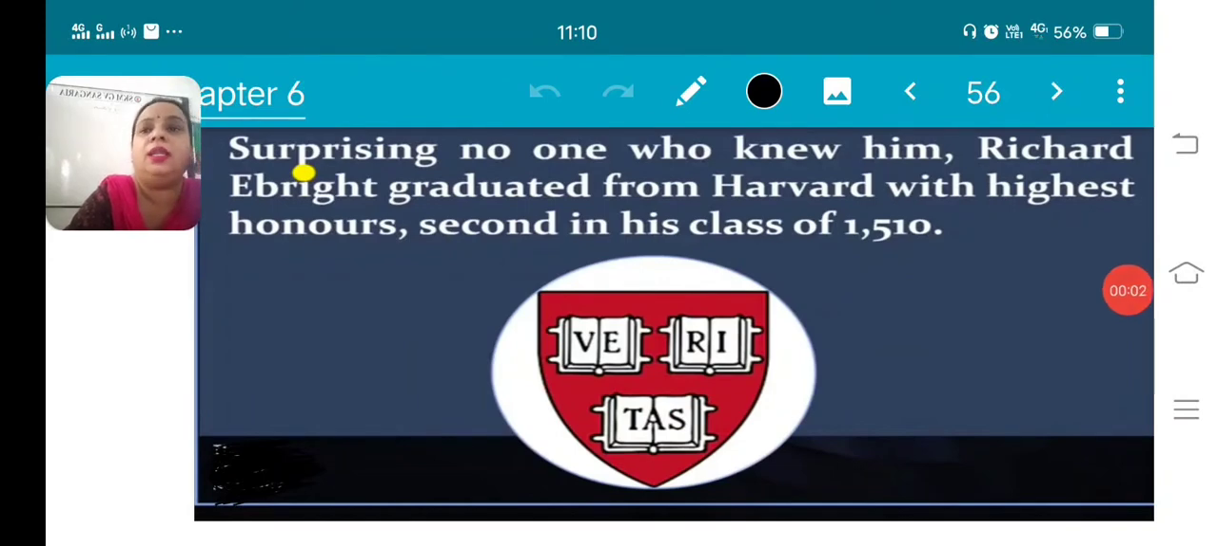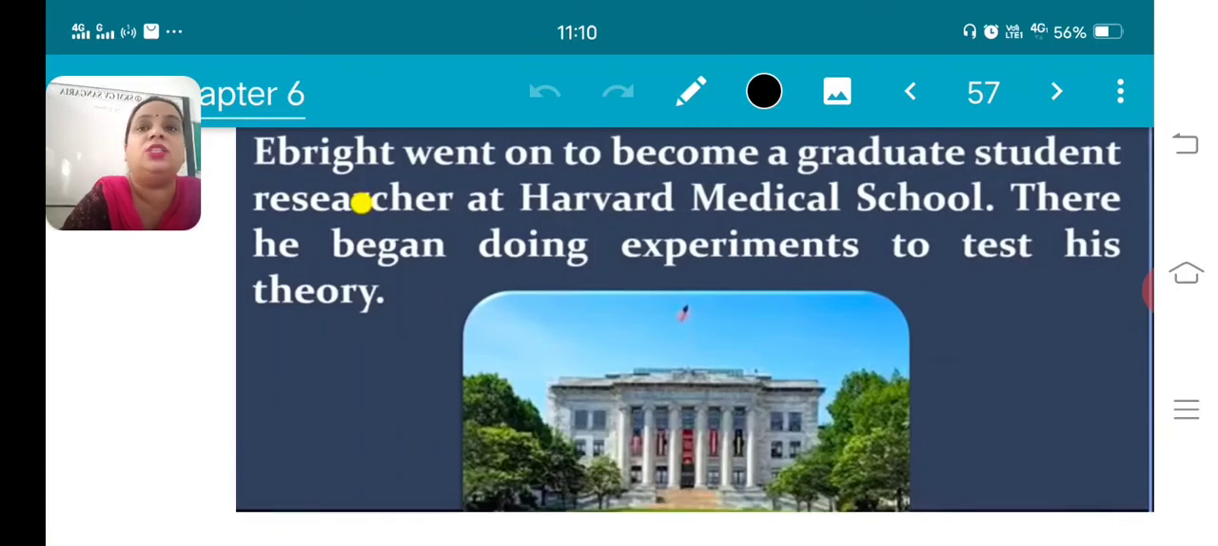Ebrard and his roommates made hundreds of drawings and plastic models for this theory of DNA, which showed how it was possible, and later wrote a paper which explained the process. So it didn't surprise the people who knew them that he graduated from Harvard with the highest honors, and stood second in the class among 1510 students.